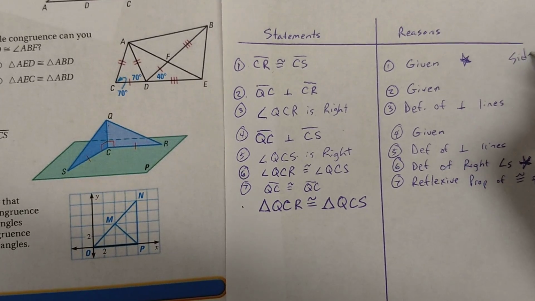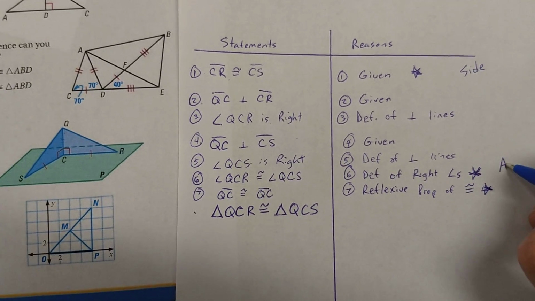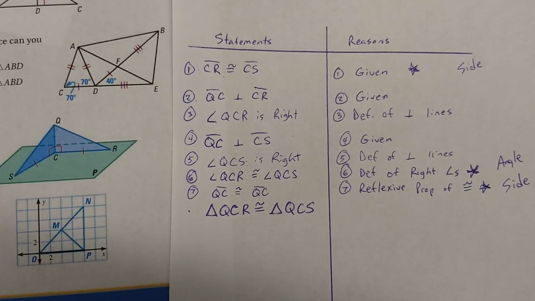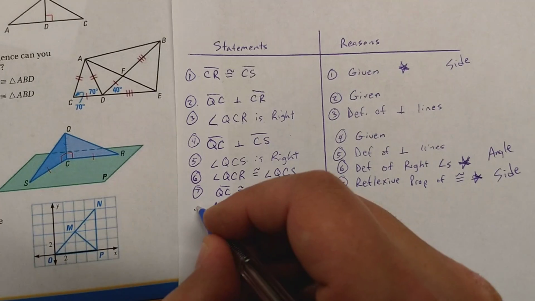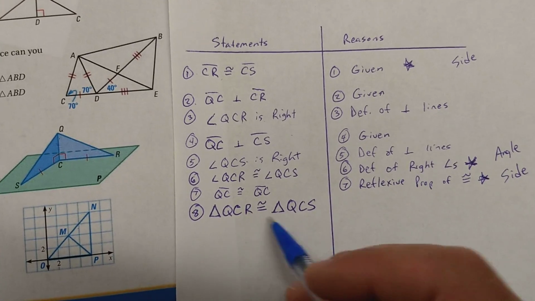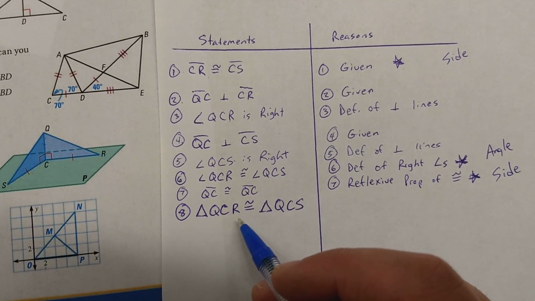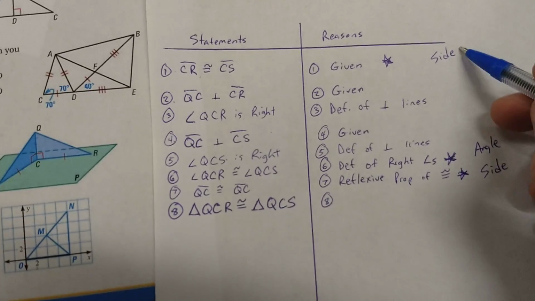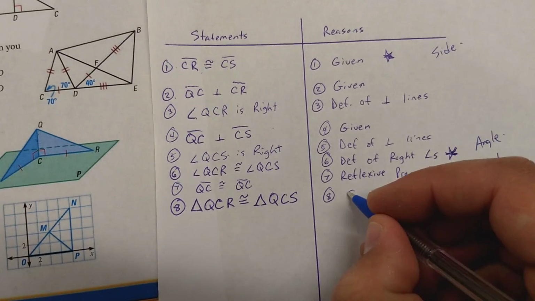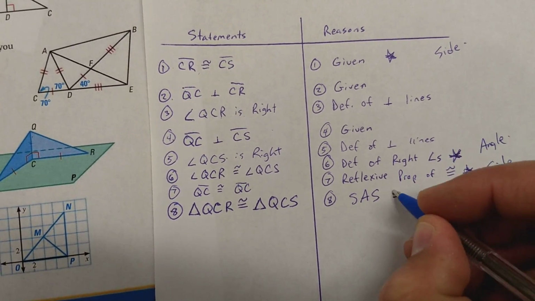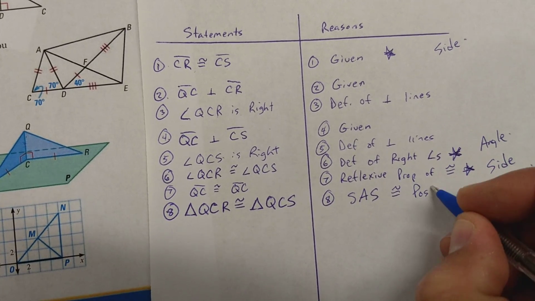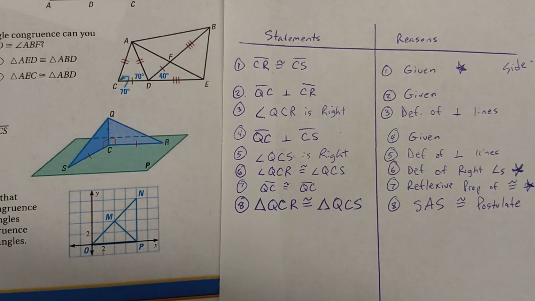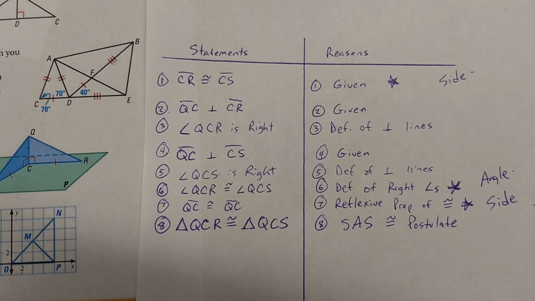I've got a side, I've got an angle, and I've got another side that are all congruent in both triangles. So I can finally say that this statement is true. Triangle QCR is congruent to triangle QCS because of the side, angle, side congruence postulate. That is our two-column proof, proving that those two triangles are congruent based on the given information.